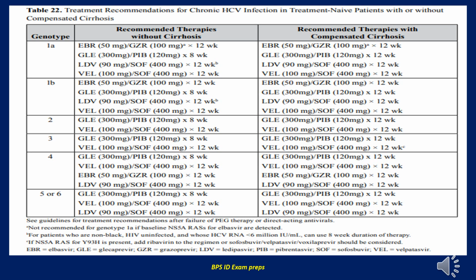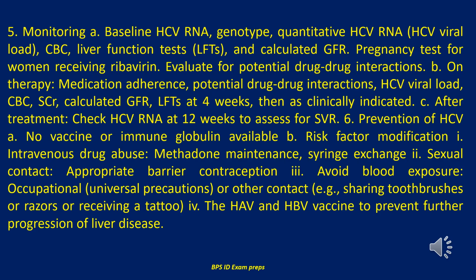Pause the video and carefully scrutinize Table 22 summarizing treatment recommendations for chronic HCV infection in treatment-naive patients with or without compensated cirrhosis. 5. We should monitor the following: A. Baseline HCV-RNA, genotype, quantitative HCV-RNA, HCV viral load, CBC, liver function tests, and calculated GFR. Pregnancy test should be done for women receiving ribavirin. We should evaluate for potential drug-drug interactions.